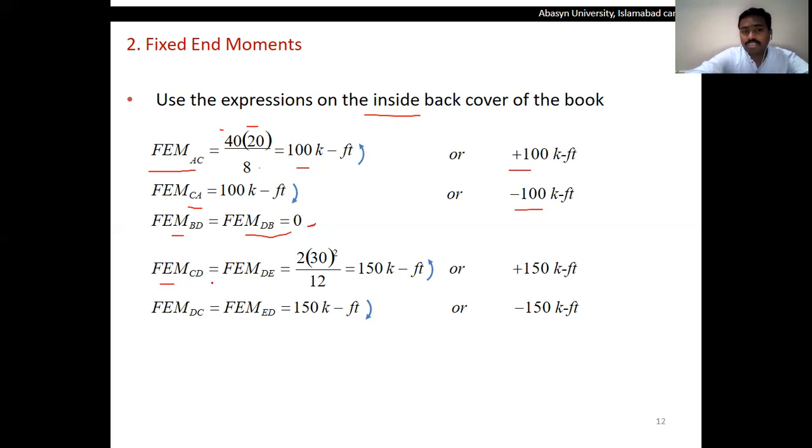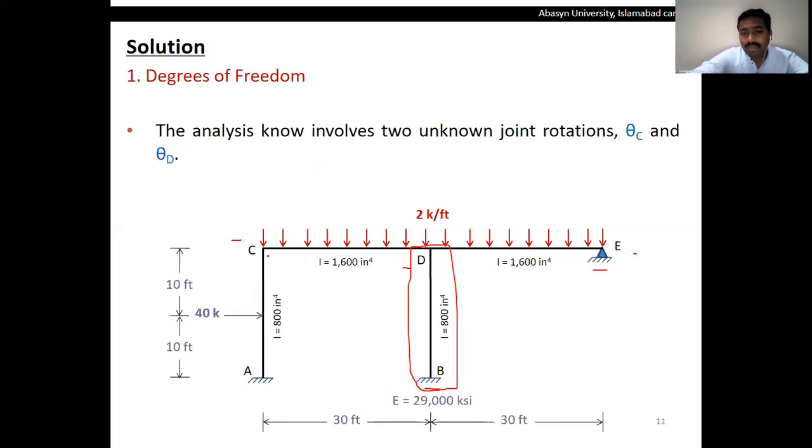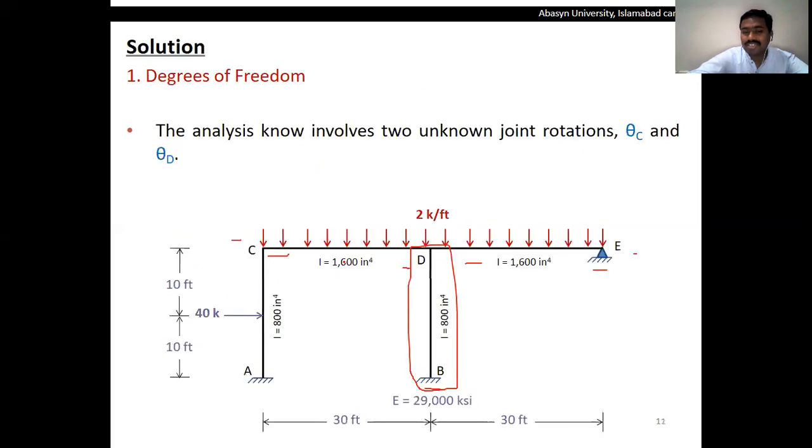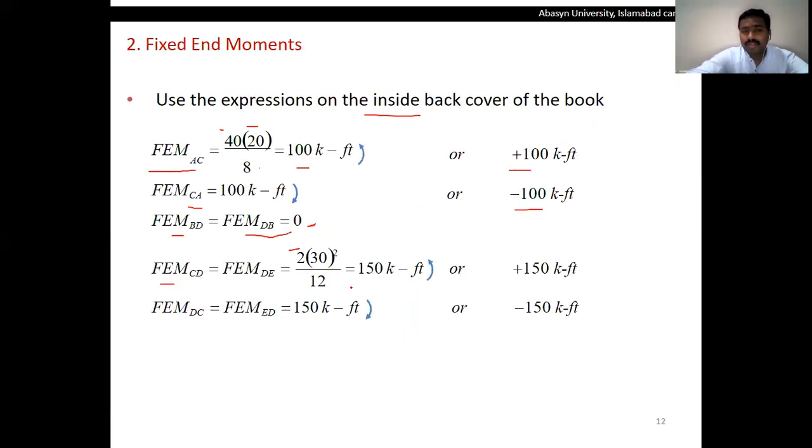For the fixed end moments C to D and D to E, because the loading is the same, that is 2 kip per foot, the same formula will be used. For a UDL, its value is WL squared by 12, where W is the UDL, which is 2 kip per foot, and L is the span length, which is 30 feet. Don't forget to use this one span length. Do not add up these two span lengths. You should use the 30 feet and not the 60 feet. Divided by 12 it comes out to be 150 kip-feet in the positive direction, and similarly the fixed end moment D to C or E to D comes out to be minus 150 kip-feet.